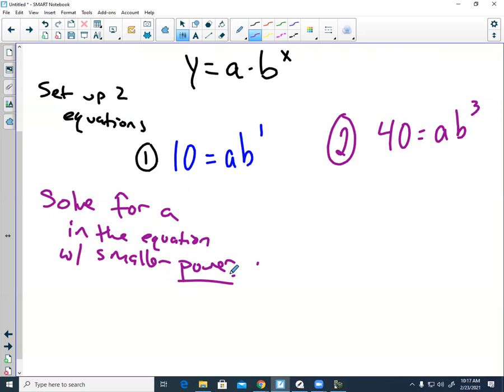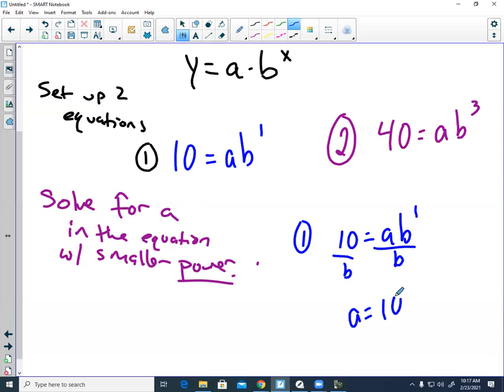Equation 1 has a smaller power because it's b to the first power, right? If you do that, you're not going to run into any issues, and it's actually going to be really, really nice. If you don't do that, if you solve this one, you're going to run into some issues, and it's just going to create a bit of a headache. So equation 1 is the one that I'm going to solve for A. So equation 1, I'm going to do 10 equals A times b to the first power. I'm going to divide each side by b. So I'm going to get A equals 10 over b.